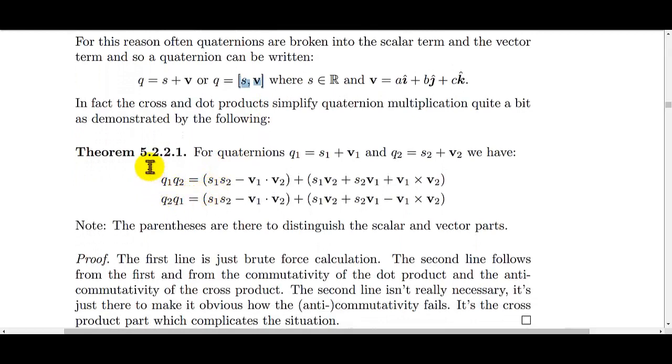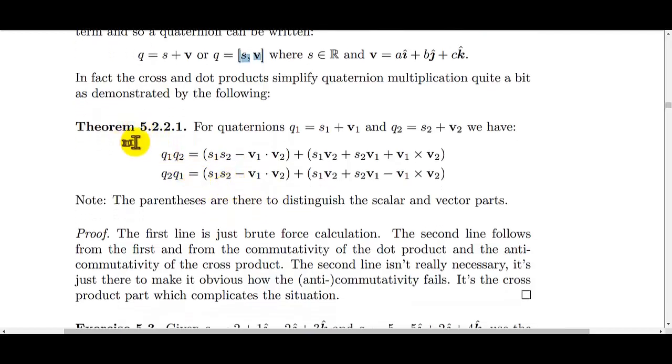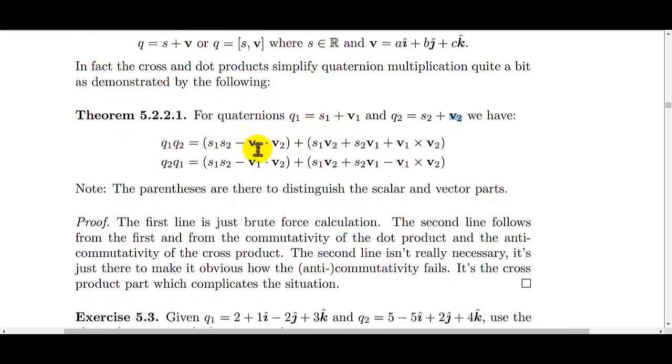We learned before that the multiplication of quaternions is not a funny thing. We have to do a lot of operations, but the interesting fact here is that the cross and dot products may simplify quaternion multiplication. We have this theorem. Suppose we have quaternions q1 and q2, where q1 is equal to s1 plus b1, where b1 is a vector, and q2 is equal to s2 plus b2, where b2 is a vector, and s1 and s2 are real numbers.